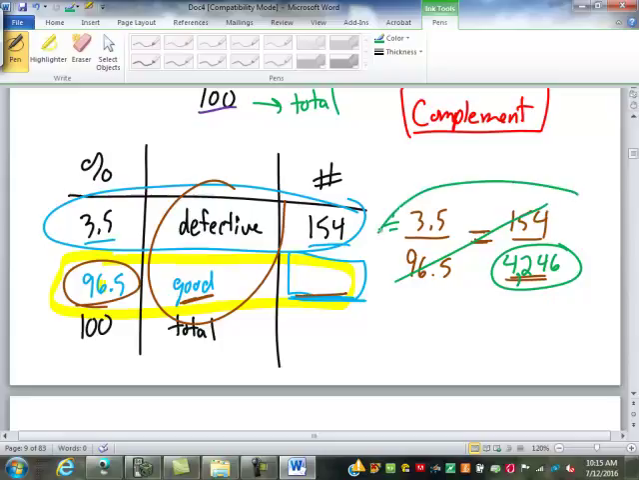Now, in some cases, this is easier to set up. Somebody may think that's more confusing. The reason I bring that up is there are cases where you have to be able to think like that. You have to think of that complement, because sometimes what is given is not what is represented by the percent.